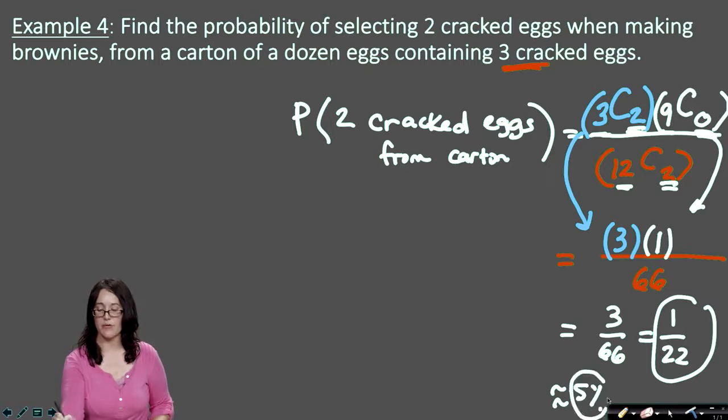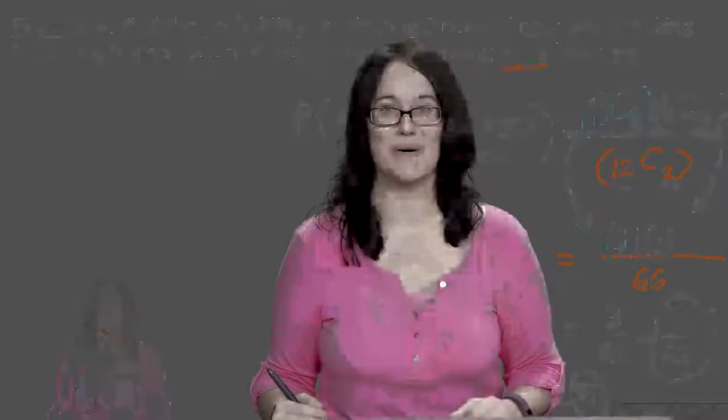So the good news is, even though I didn't check my carton before I left the store, there's still only about a 5% chance that both of the eggs I pick when I go to make my brownies are cracked in this situation. All right, I hope this helped make sense of why combinations and when combinations are useful when order doesn't matter and you're selecting subgroups. At this point, it's up to you to practice making this your own because math is not a spectator sport. I'll see you next time.